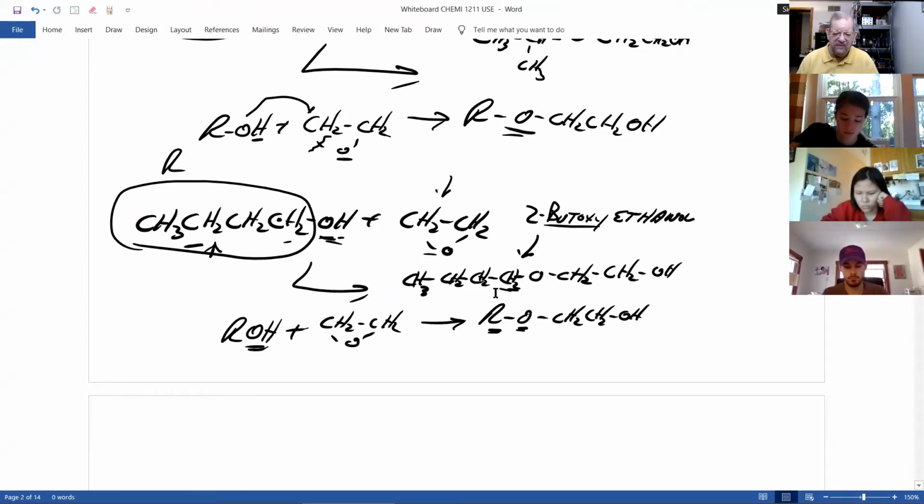Now, molecules can be used for many things. Sometimes good, sometimes not good. And now I need to tell you something about where 2-butoxyethanol was used for something that was not good at all.